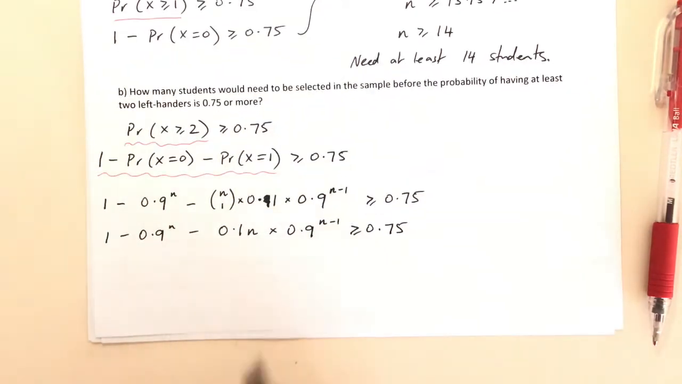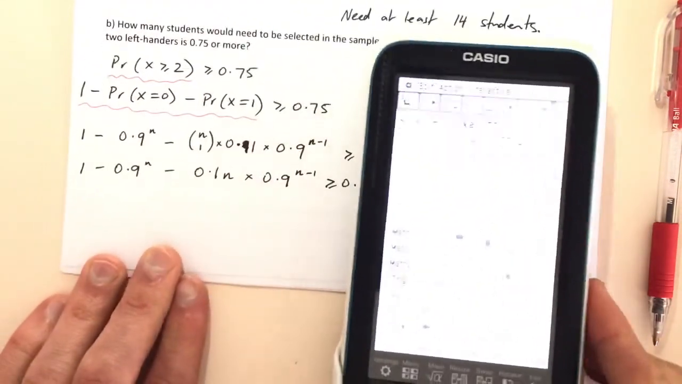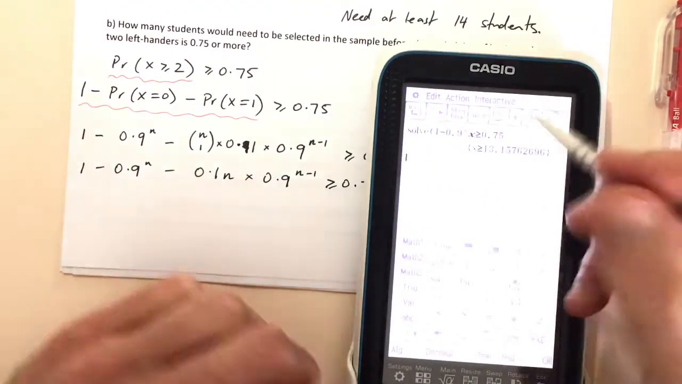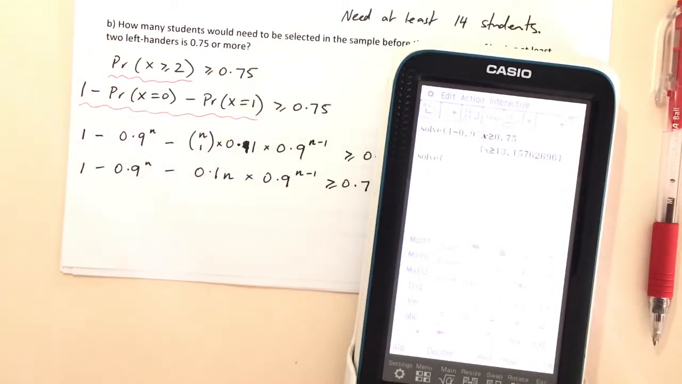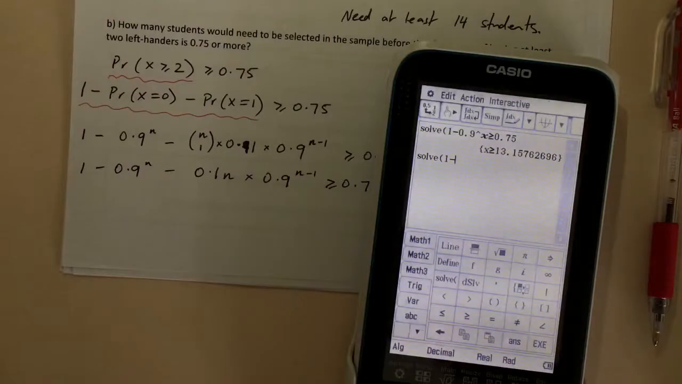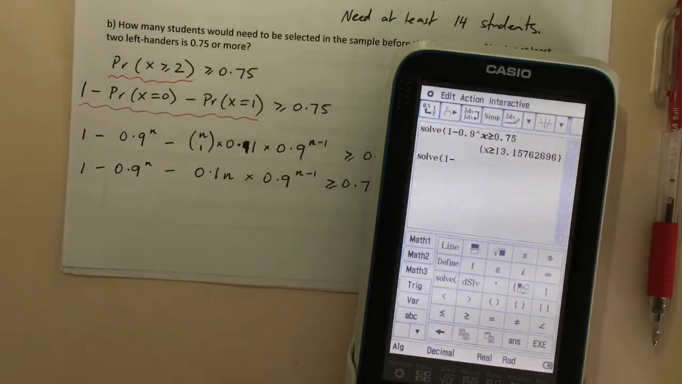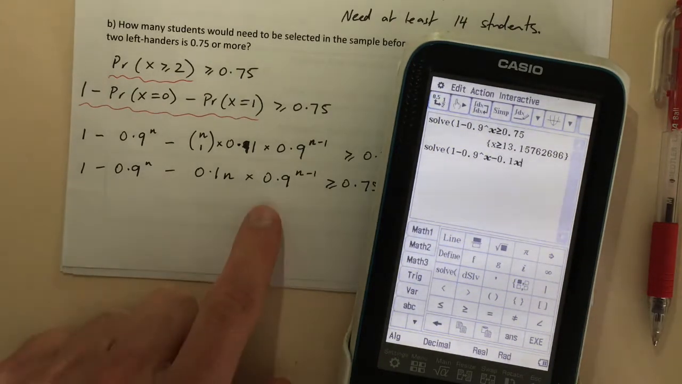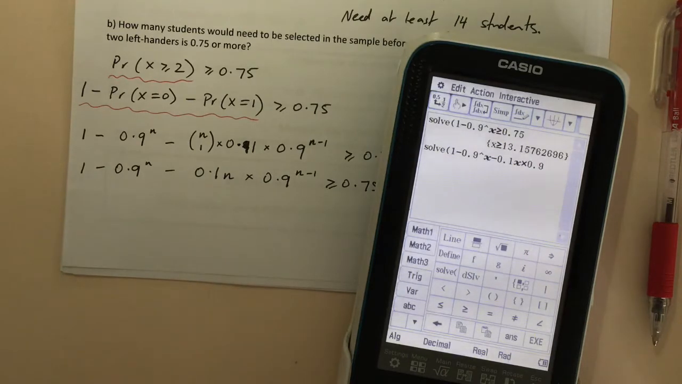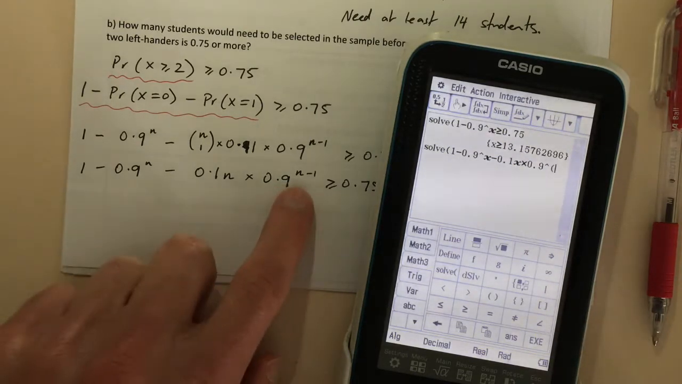Now, it still looks messy, but we've got it to the point where we can actually get the CAS to do it for us. So let's pop that into the calculator. We're going to solve 1 minus, let's see if we can get that looking a bit nicer for you. It might be easier to see the screen. 1 minus 0.9 to the power, again, I'm just going to use x instead of n, minus 0.1x times 0.9 to the power of x minus 1.